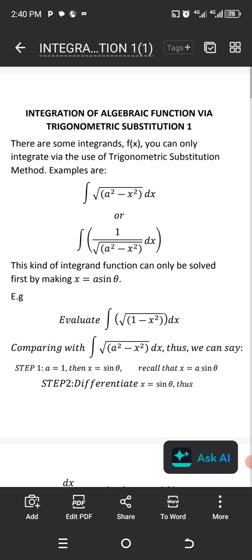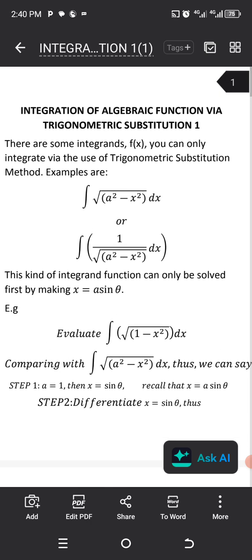The first format today is when you are given an integral of the kind in the first sample: the integral of the square root of a squared minus x squared dx, and maybe in the form of a quotient, the integral of 1 over the square root of a squared minus x squared. This kind of integral cannot be solved directly using the direct substitution method.